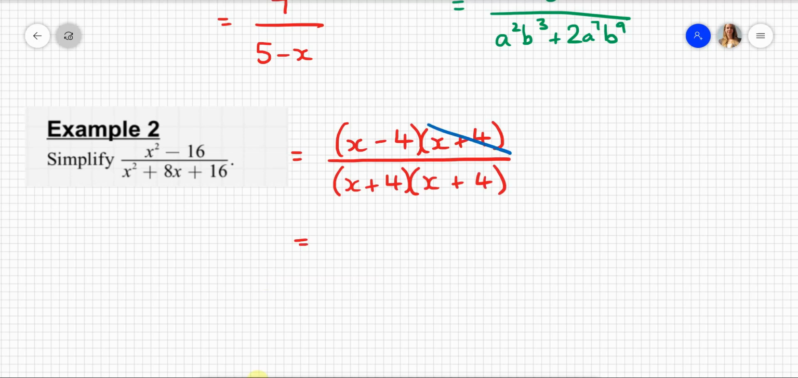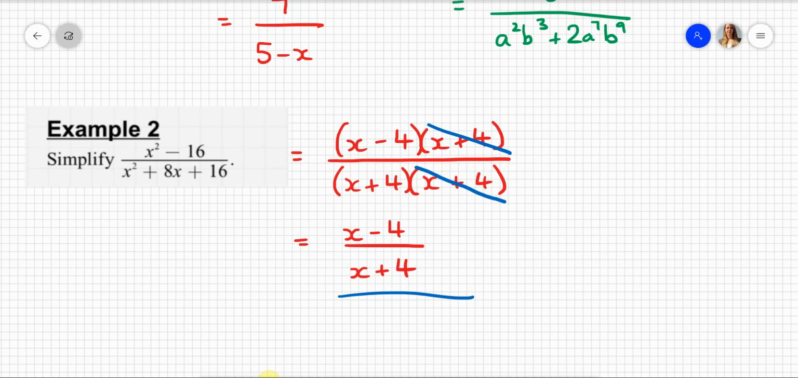The x plus 4 in the top will make 1 with one of the x plus 4s in the denominator. So we end up with this as our simplified fraction. Now, as I said before, you cannot then do this because you can't separate the fraction out. So this is your final answer.